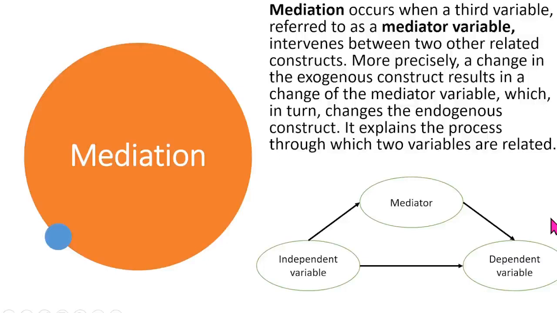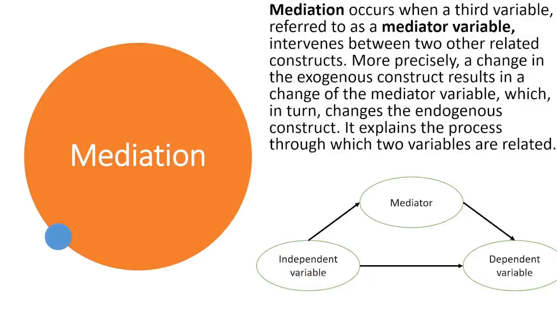For example, when I feel that ads are entertaining, I feel that the ads are valuable. And if someone would value the ads more, they would avoid the ads less. So in this case, if we have ad value as the mediator, ad entertainment would be the independent variable and ad avoidance would be the dependent variable.